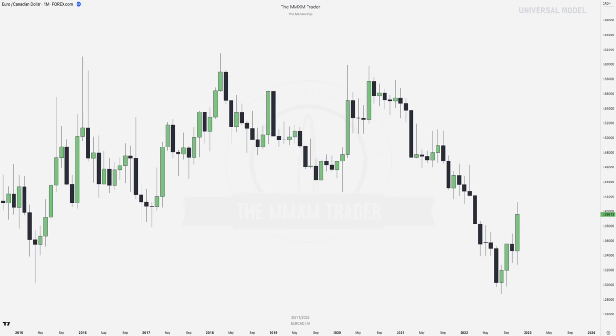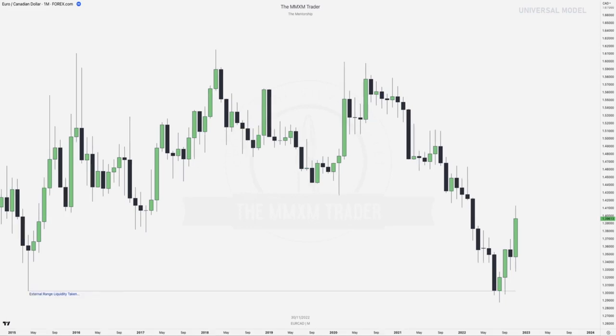First of all, we're going to think about external and internal range, right? Where is external range liquidity been taken? We've got this low down here, extended out in time, and we see the purge on sell side liquidity over here, which means from external we go to internal, and we have our draw on liquidity, right?